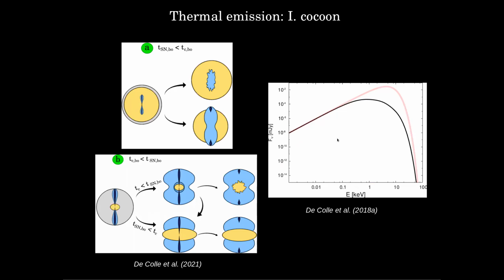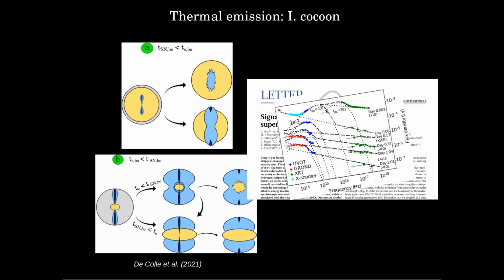1 minute. Okay, so I will just mention very quickly that there are different possible components for the thermal emission. The first one is the cocoon. The cocoon emits X-ray emission. This is the spectrum in X-rays, and it's nearly a black body. The red one is a black body, and this is nearly a black body.